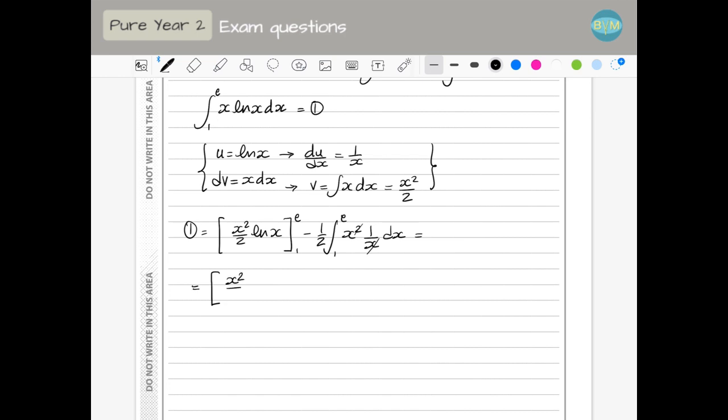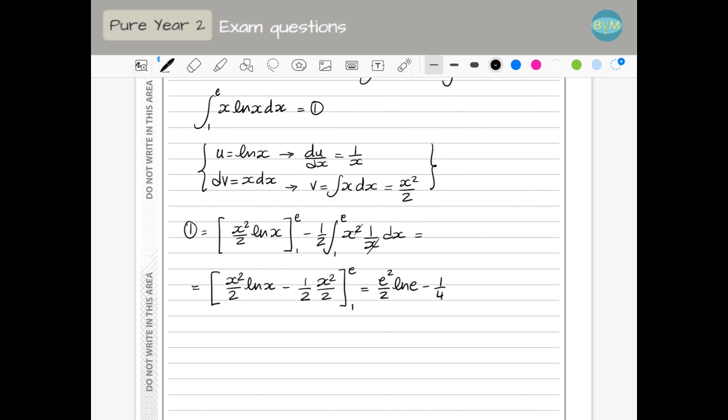So I have x squared divided by 2 ln x minus 1/2 the integral of, I have now x squared divided by x is x, so the integral of x is x squared divided by 2. And all this goes between 1 and e. I could keep this one between 1 and e, and then this one between 1 and e, or do everything together. It really doesn't matter. So let's substitute the e. I will have e squared divided by 2 ln e minus 1/4.